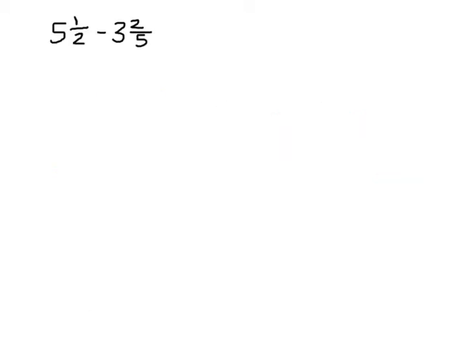The process for subtracting fractions is exactly the same as adding, and again you could sort out the whole numbers first here and then the fractions after, but I'm going to keep with the same format and turn these into improper fractions first. So 5 times 2 is 10, plus the 1 gives me 11 halves, and on the other side we've got 3 times 5 is 15, plus the 2 gives me 17 fifths.